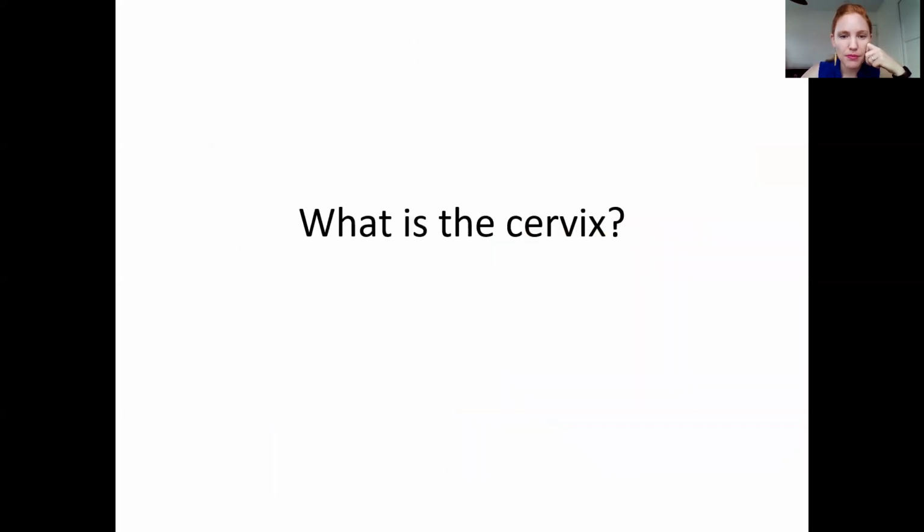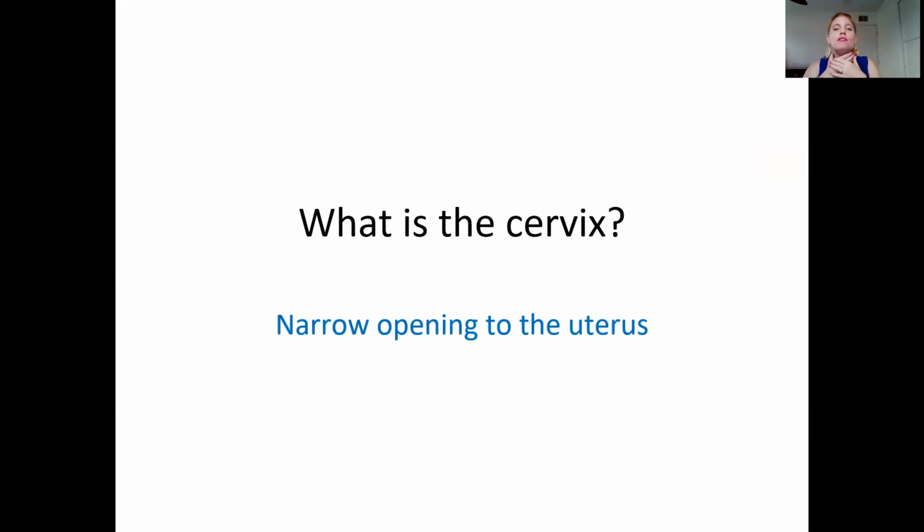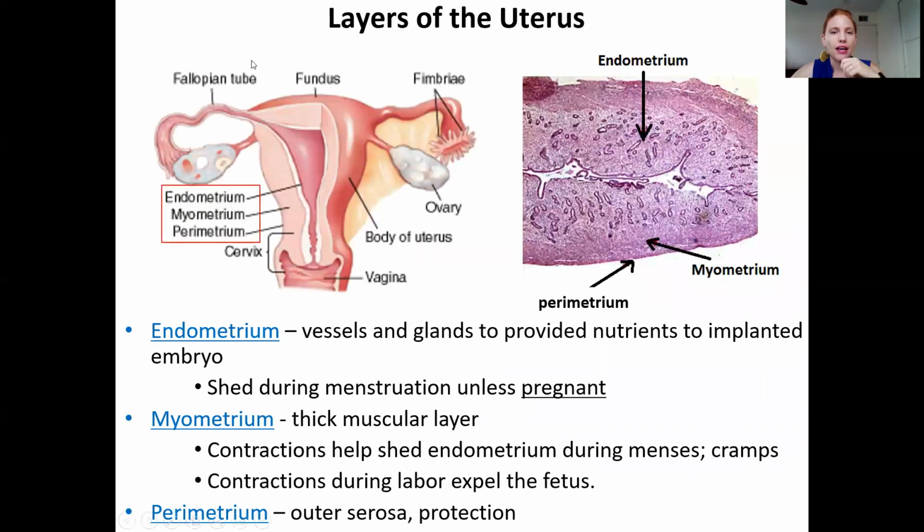Okay, that's the pap smear. So what was that cervix, right? Do you remember that word, cervix? It's like cervical, right? It's the narrow, neck-like opening of the uterus. Okay, so for the uterus, let's look at some of the layers.